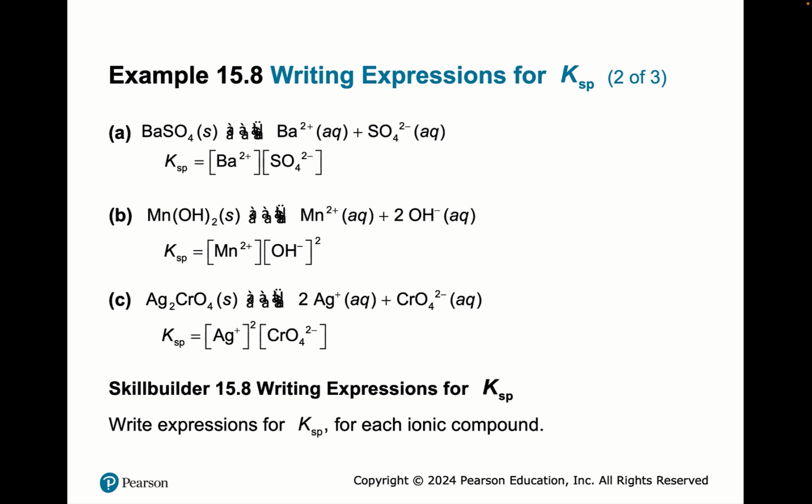For manganese(II) hydroxide, we have manganese 2+ ions and 2 hydroxides in the equilibrium expression. Therefore, it's going to be the concentration of manganese 2+ times the concentration of hydroxide squared. Now for silver chromate, similarly, we're going to have the silver squared because there's 2 of them, and then the chromate as the second one.